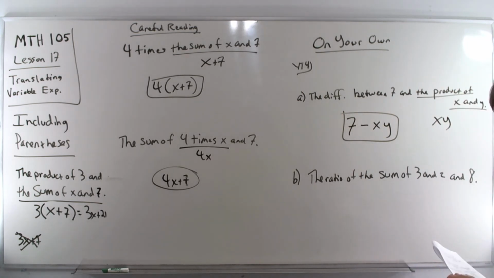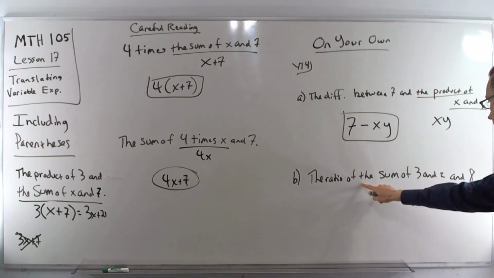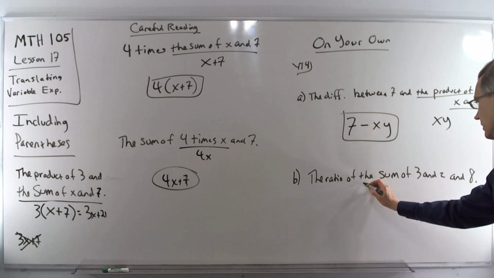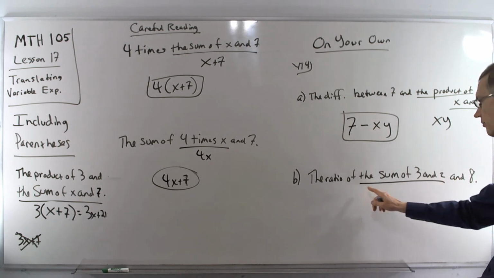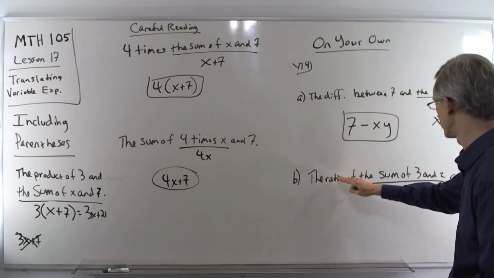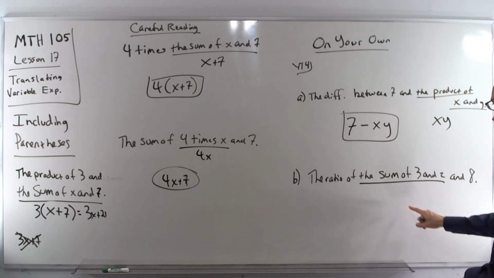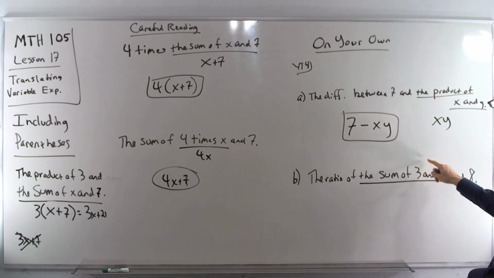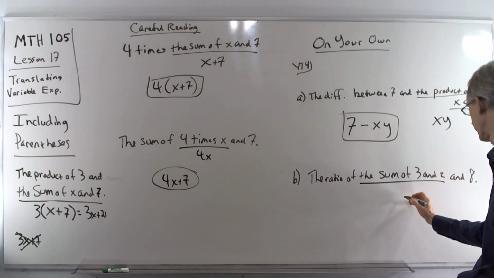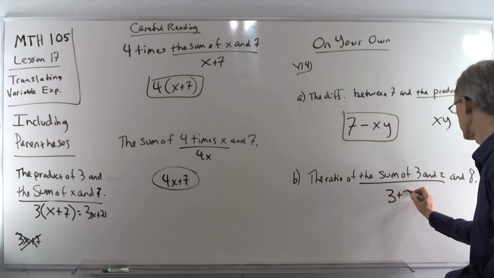All right, now, part B. We're going to start with the sum of 3 and z. Now, we can't start with a ratio because there's division, addition, 2 operations. Can't start there. We have to start here. We have 1 operation, 2 numbers and our variables. The sum of 3 and z. 3 plus z.